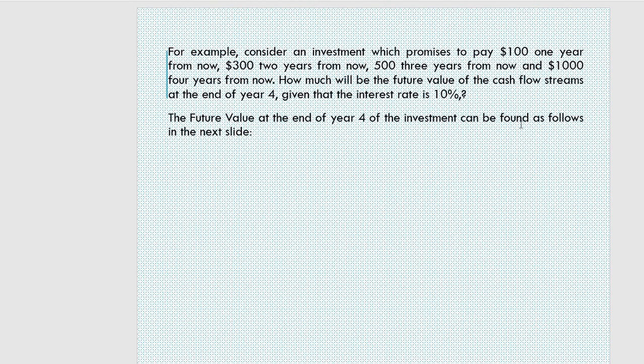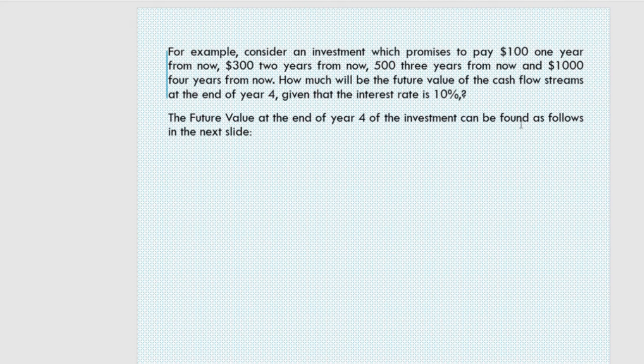Consider an investment which promises to pay $100 1 year from now, $300 2 years from now, and $500 3 years from now, then $1,000 4 years from now. How much will be the future value of the cash flow streams at the end of year 4, given that the interest rate is 10%? Right, let's do what we said we have to do. We want to see the future value at the end of 4 years. So let's draw a timeline which shows what we are going to receive and when.